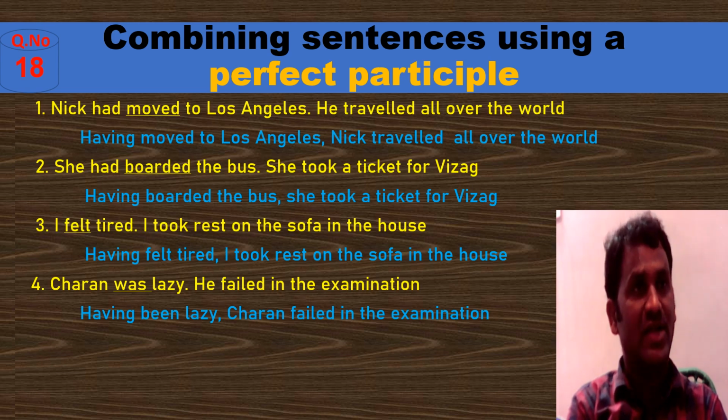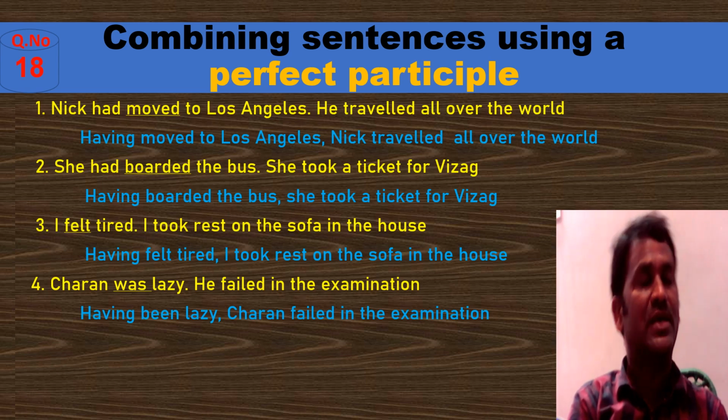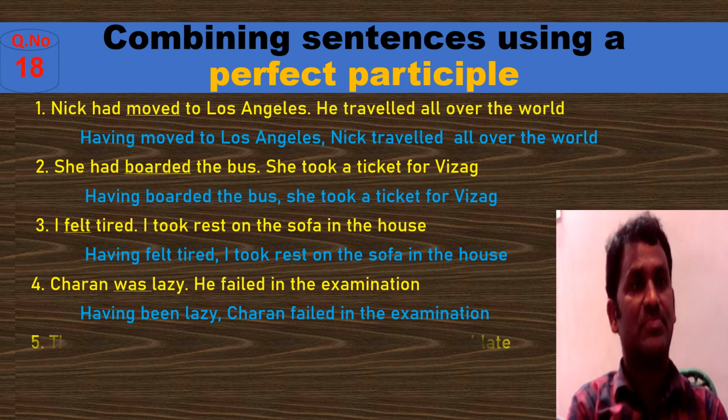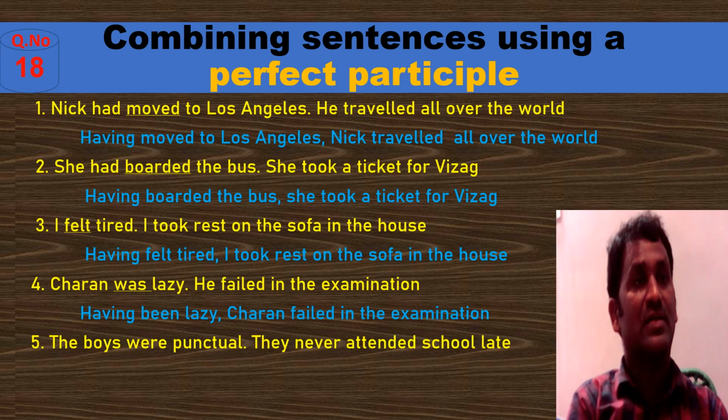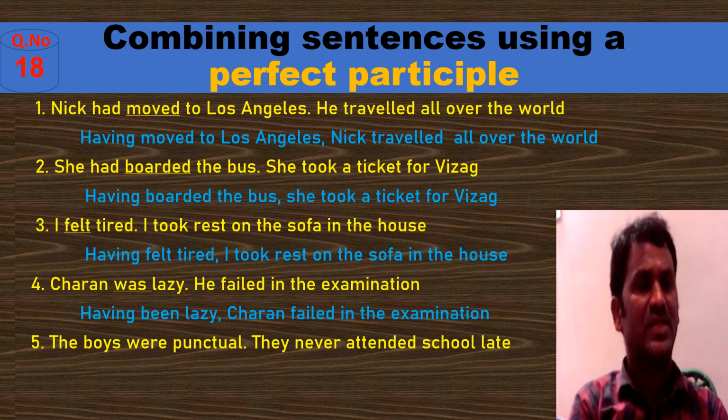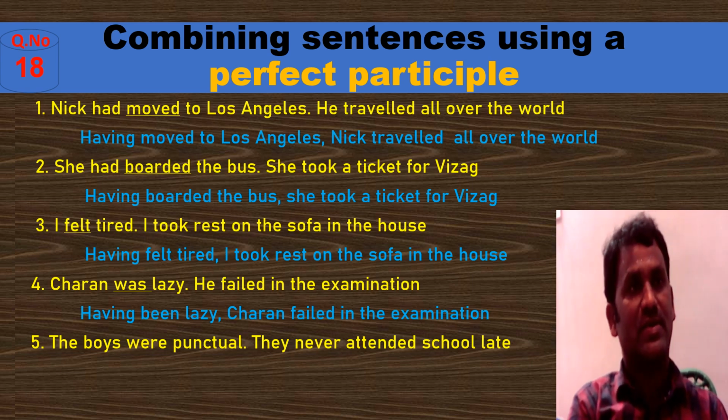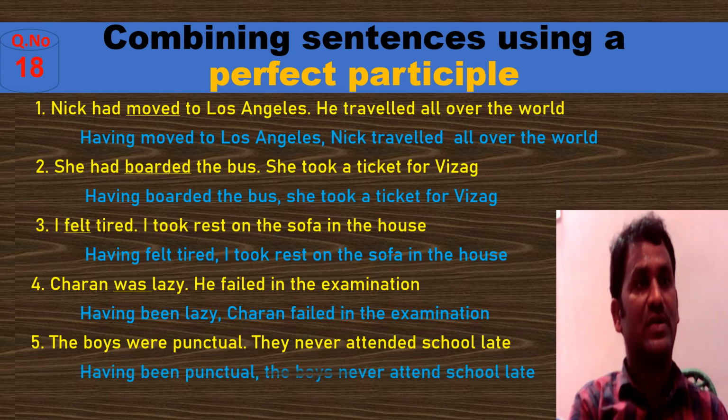Like here we have felt, here we have board, here we have mood, but here there is no main verb, only a helping verb is there. So been is taken. The next one: the boys were punctual, they never attended school late. The boys were punctual. Here we have the word were, a helping verb. So in the same way as in the fourth example, having been punctual, the boys never attended school. Okay, main verb is given, now helping verb is given.